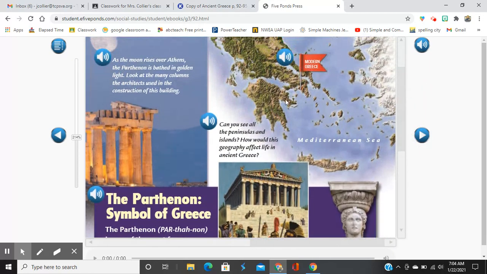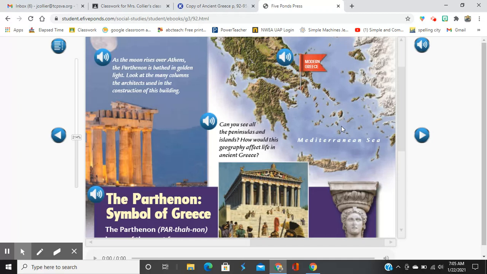So here we have a map. We have the Mediterranean Sea and modern Greece. It says, can you see all the peninsulas and islands? Remember, peninsulas are surrounded by water on three sides, and islands are surrounded by water on all sides. So we have a little peninsula, a little peninsula, a little peninsula, and then we have an island, an island, an island. So how do you think this geography affected the life of ancient Greece?